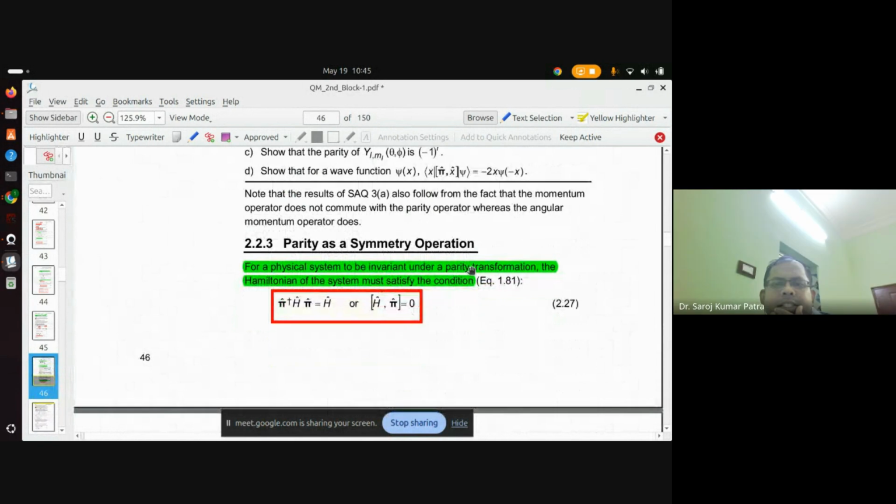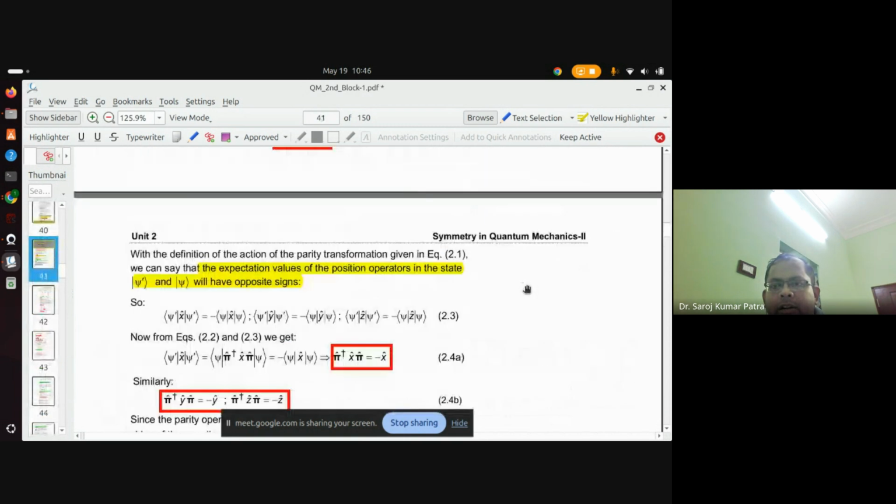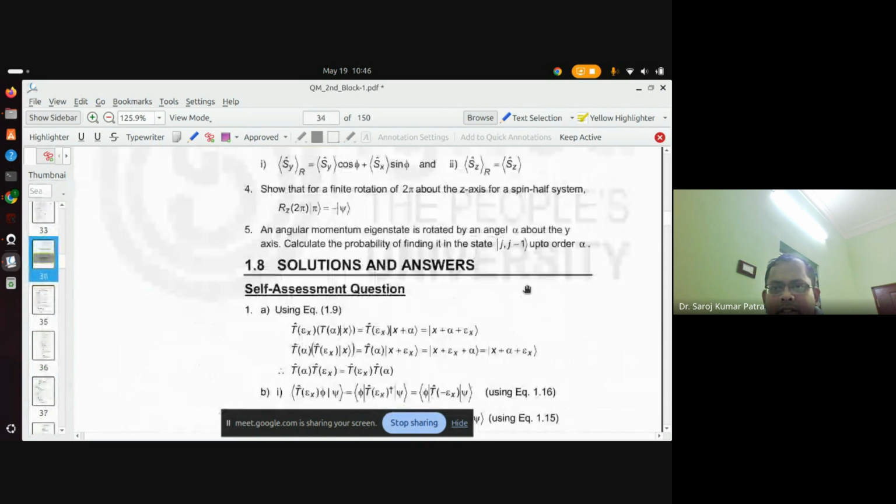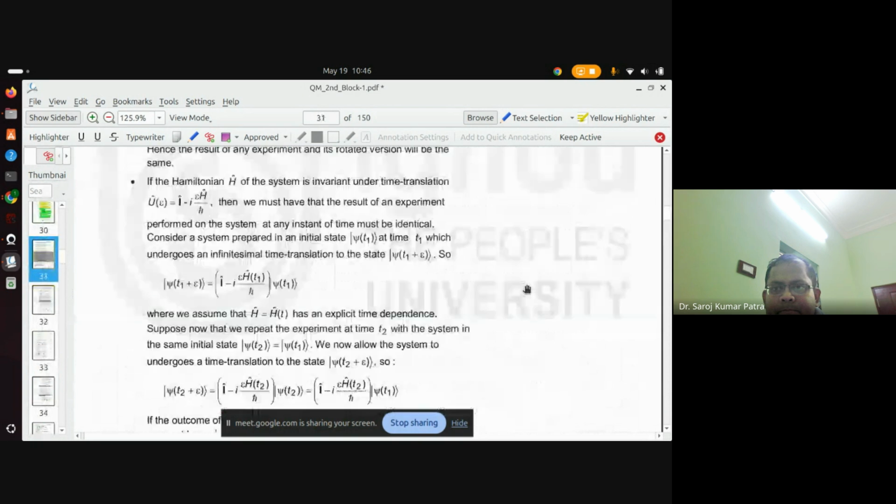So next is parity as a symmetry operation. What is needed for symmetry? For a physical system to be invariant, this is very important. For a physical system to be invariant under a parity transformation, the Hamiltonian of the system must satisfy the following condition: Π†HΠ must be equal to H, or the commutator of H and Π must be equal to 0. It is referring to equation 1.81. Let us go back to 1.81. That is what I was telling in the beginning.